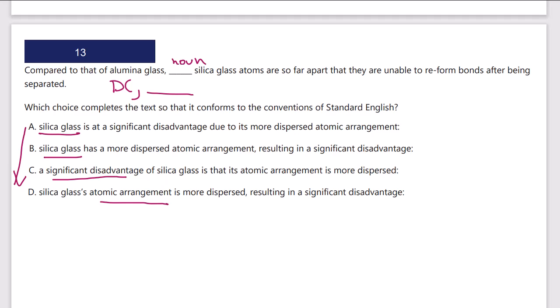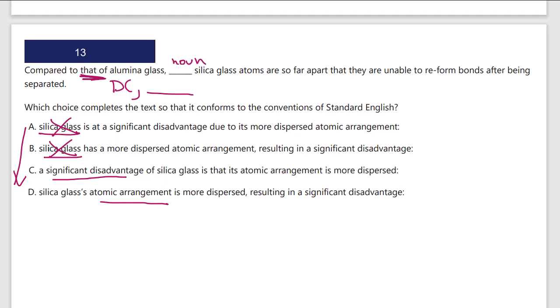So what is compared to that of aluminum glass? Something of aluminum glass. It won't be aluminum glass itself. I wouldn't compare some feature of aluminum glass to actually silica glass. A and B will be wrong. A disadvantage of silica glass, that might be, because that's an attribute of silica glass, and we want some attribute of aluminum glass.